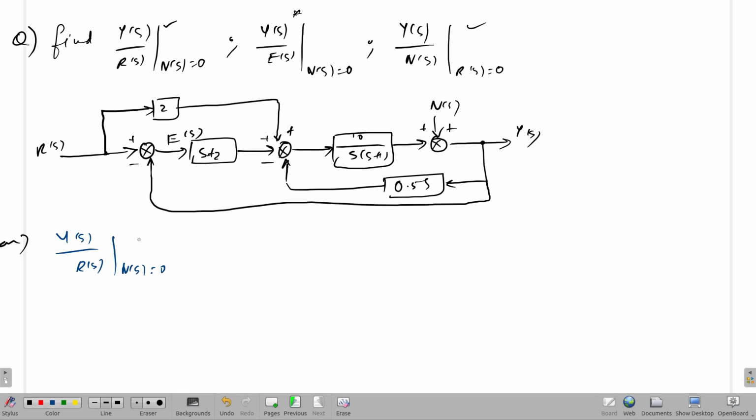Y(s), N(s) equal to 0. Now when R(s) equal to 0, this is not a problem because this branch won't exist. Okay, the problem becomes very simple. Now what I'm going to do is shift this one to here. Okay, let me redraw it.